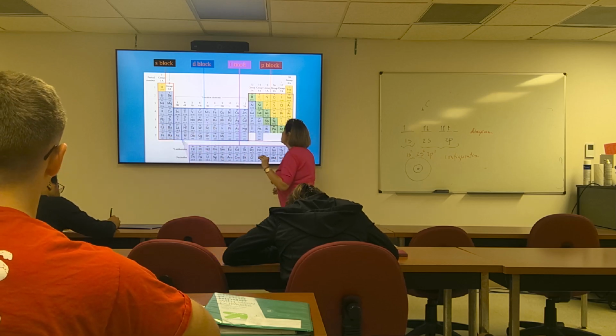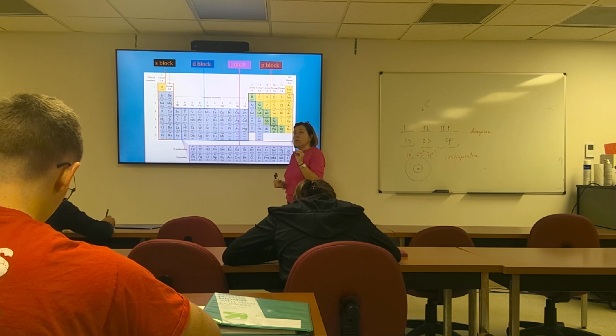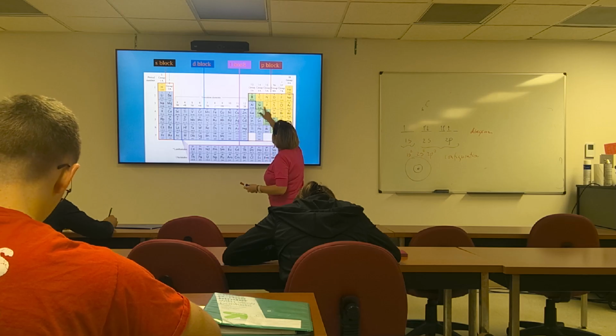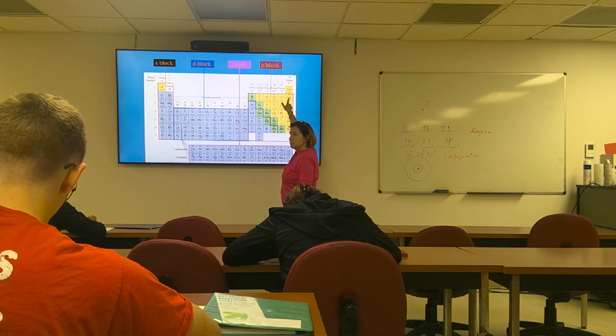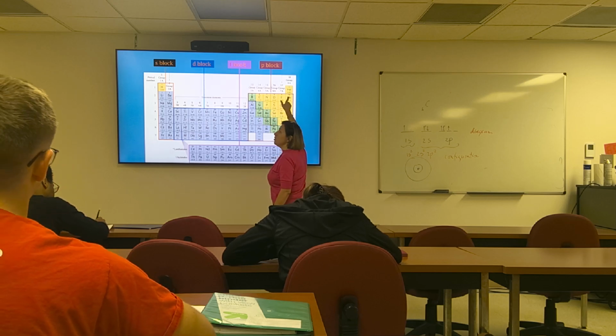The second block is the p block. How many electrons can you put in a p orbital? 6 maximum. That's why every row here in the p block holds 6 elements. 1, 2, 3, 4, 5, 6. Okay? Because every one adds 1 more electron to that p orbital.